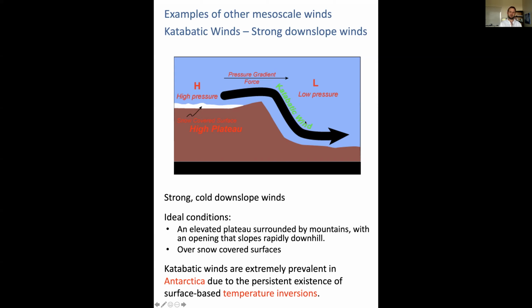And these katabatic winds can be extremely powerful. Okay, so the ideal conditions is an elevated plateau surrounded by mountains where there is a valley that slopes rapidly downhill. And it really helps if the surface is snow covered, because then it's really cold and you have a strong temperature inversion. So Antarctica is a really important place where katabatic winds are very strong.